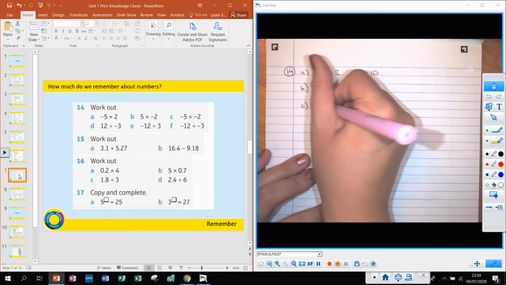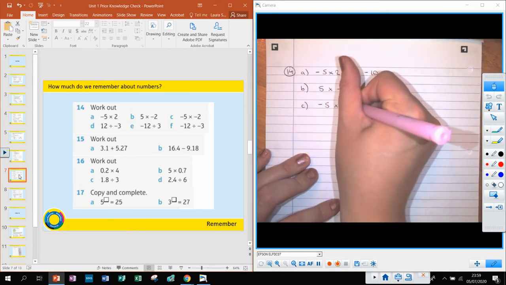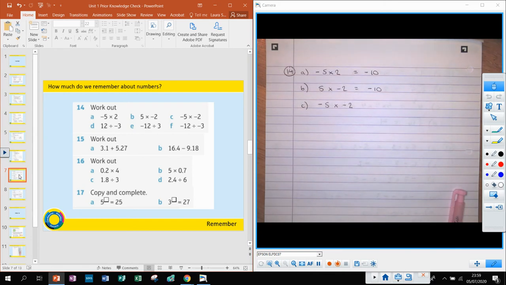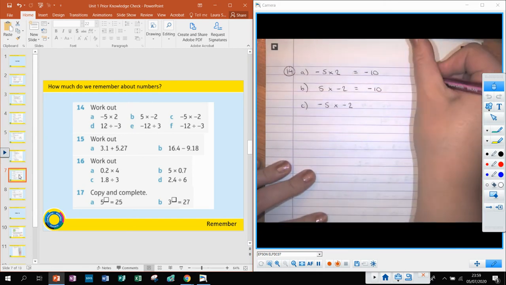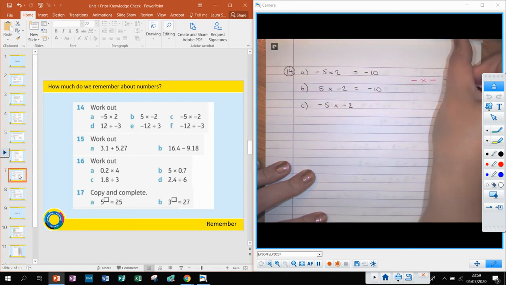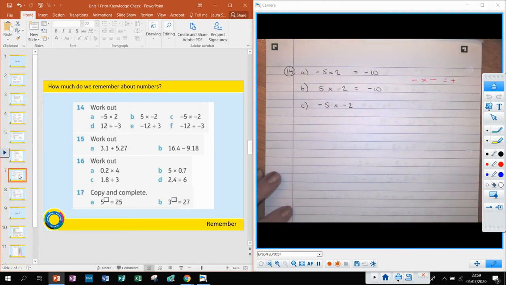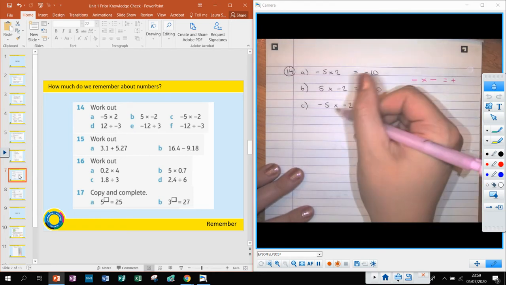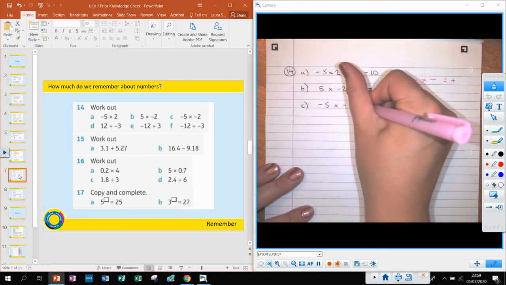Part C, we have negative 5 times negative 2. Well, a negative times a negative is always going to give you a positive. So let's write that down so you remember. Negative times negative equals positive. So in this case, it's like saying 5 lots of 2, which is 10.